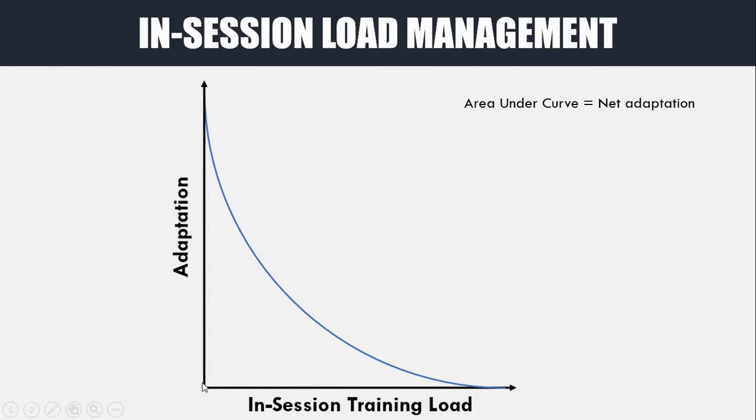So if our training load is at this point here, we get a good return for that amount of training. Whereas if our training load is really high, the response we get from that increased training load is probably not as much. And to illustrate this point, let's say, for example, we theoretically have a low in-session training load, which means that this area under the curve here is the net adaptation we get.